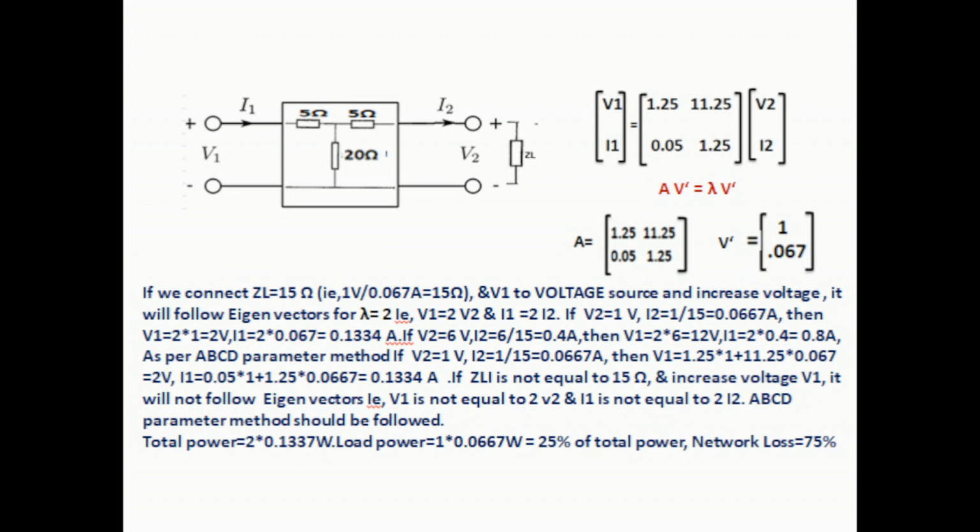Total power equal to 2 into 0.1337 watts. That is, load power equal to 1 into 0.0667 watts. That is 25% of total power. Network loss equal to 75%.